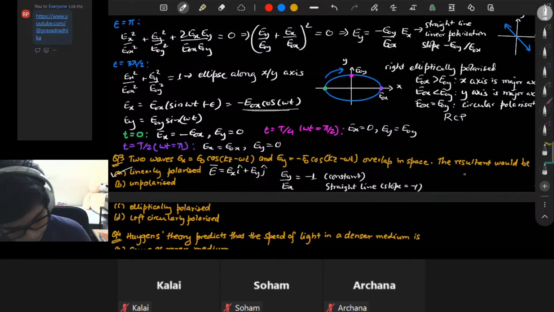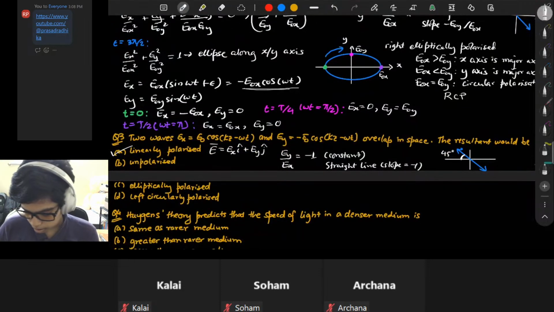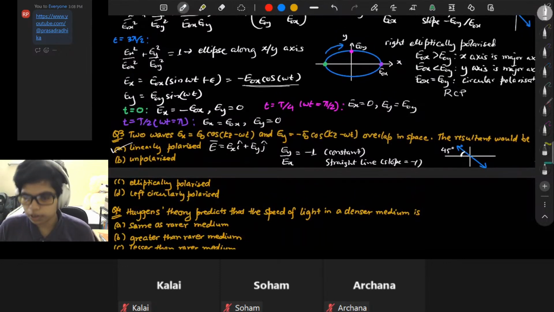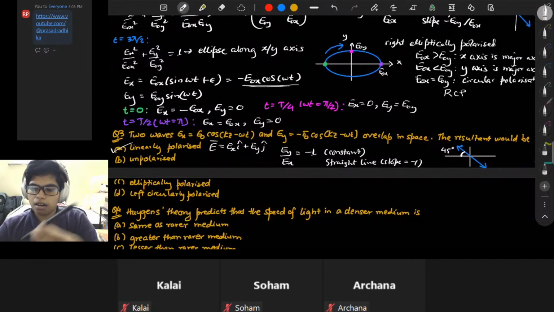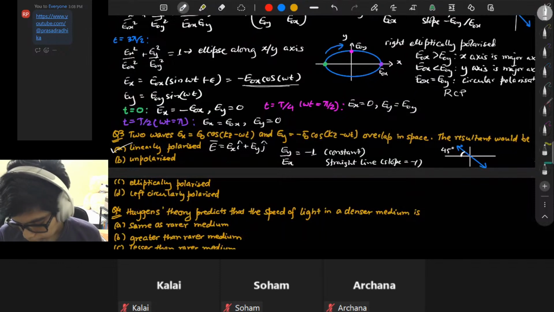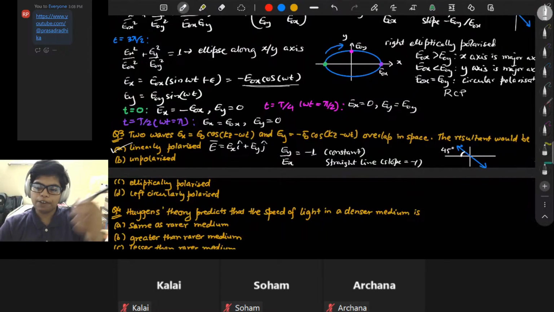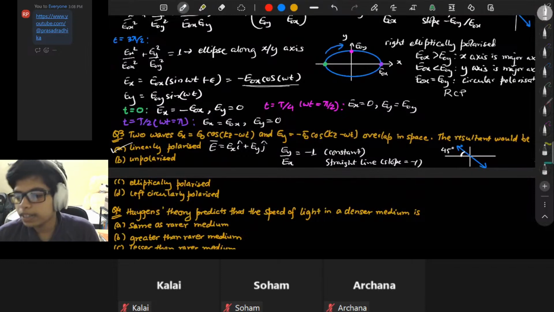And what will that line look like? So these are my axes. And the oscillation is like this, with slope equals -1. Slope -1 meaning this angle right here is 45 degrees. So I hope this is clear right now. This particular case is linearly polarized light. The electric field oscillations are in a particular direction, which is like this with a slope -1 and making 135 degrees from the positive x-axis and 45 degrees from the negative x-axis. So that's the direction of polarization.